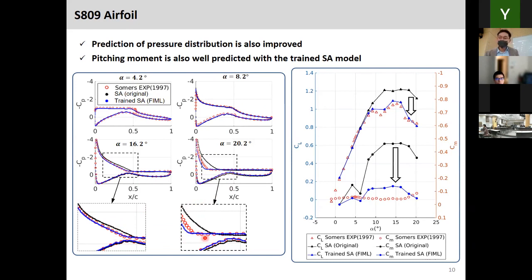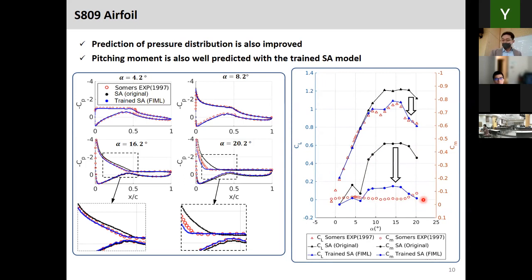I emphasize the specific region where the flow becomes separated, where the pressure profile is more or less flat on the suction side. And on the right-hand side, even though we put lift in our cost function, since we have a good estimation of the pressure profile on the airfoil, this method gave us a good representation of the pitching moment, closer to the experimental data. The experimental data is shown by the symbols, the blue line is the trained SA model results, and the black one is the baseline SA model result.